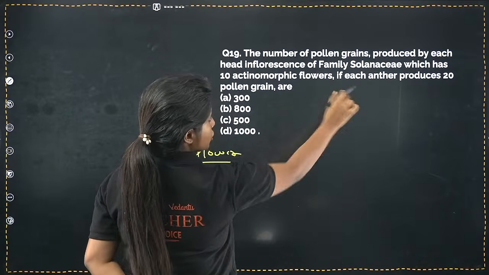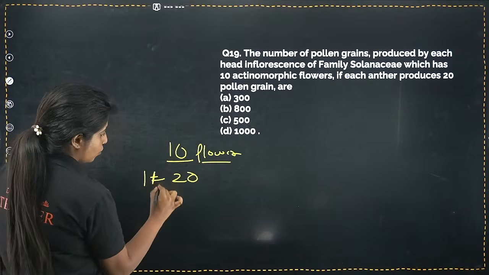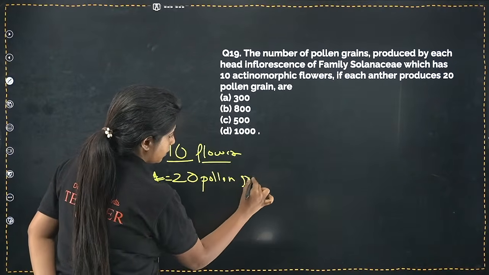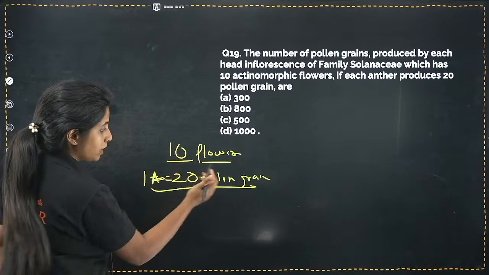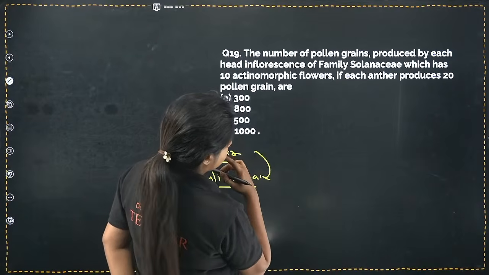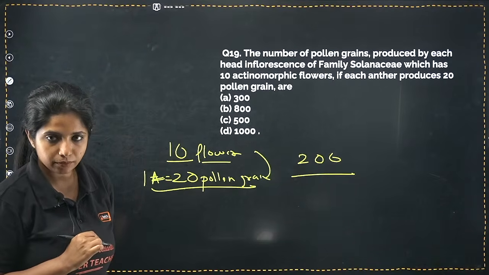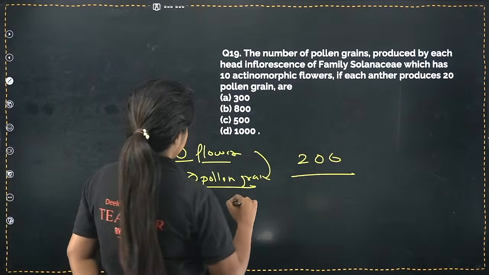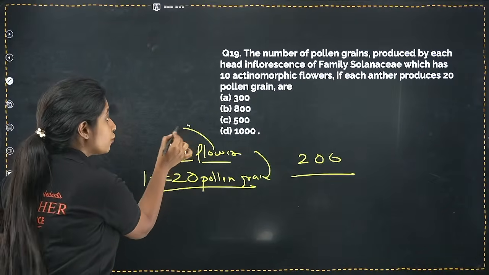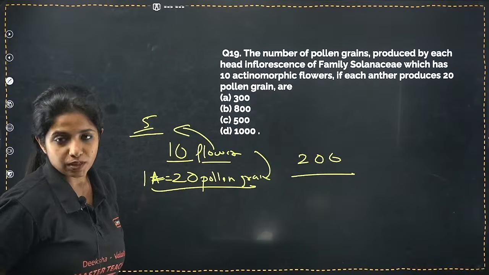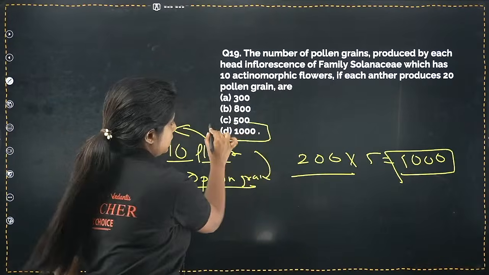Now, other information: each anther produces 20 pollen grains. Suppose one anther over here is producing what? 20 pollen grains. So in 10 flowers, each anther is going to produce 20 pollen grains. So 10 into 20 is basically going to be this many, right? Okay. Now what? Over here we are also talking about family Solanaceae, and each flower has 5 stamens or 5 anthers. So you multiply it with 5, and you get the answer to be 1000. D is 1000.